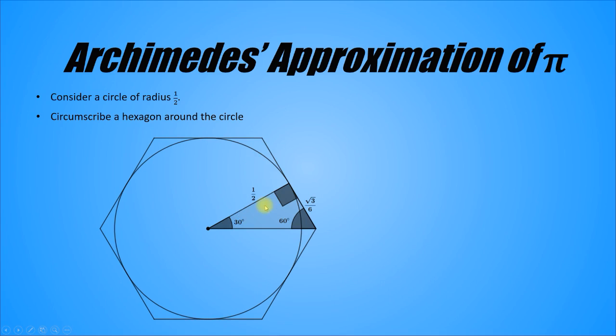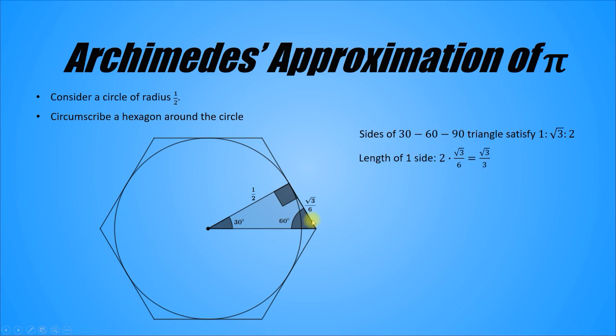So what I'm going to do is cut that equilateral triangle in half to make this 30-60-90 triangle. So the side opposite the 60-degree angle, that's the radius, 1/2. The side opposite the 30-degree angle has length square root 3 over 6. How do I know that? Because the lengths of the sides of a 30-60-90 triangle satisfy the ratio 1 to square root 3 to 2. And using the first two members of the ratio, I see that this has to be the square root of 3 over 6.